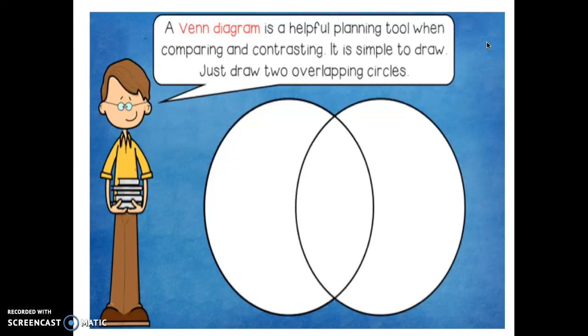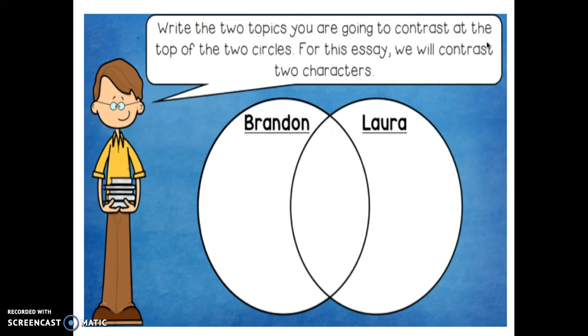A Venn diagram is helpful when comparing and contrasting. It's very simple to draw. Just draw two overlapping circles. Write the two topics you're going to contrast at the top of the two circles. For this text, we're going to compare and contrast two characters, Brandon and Laura.